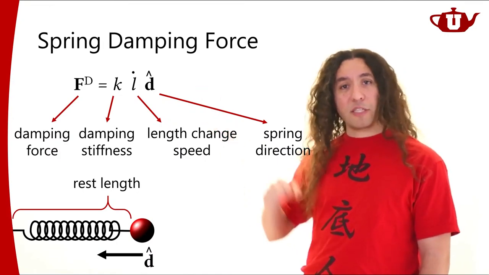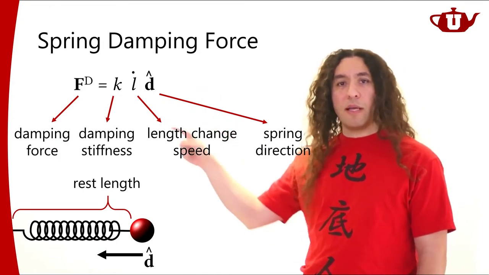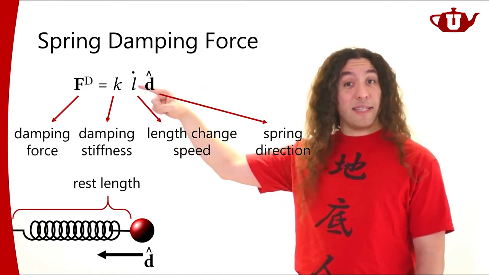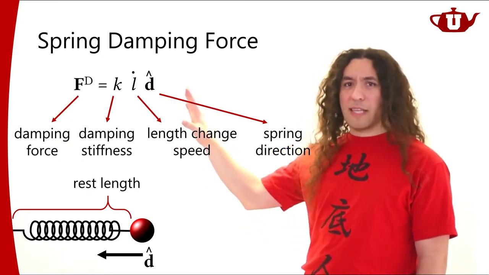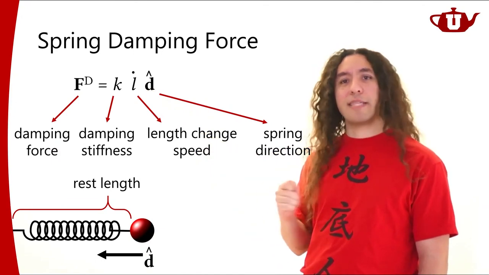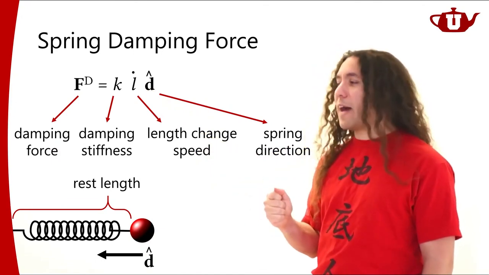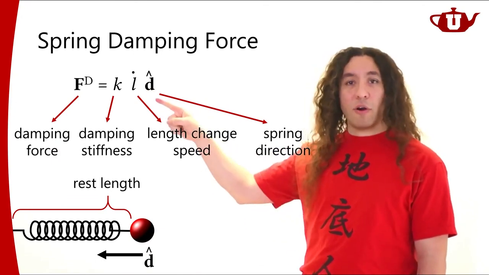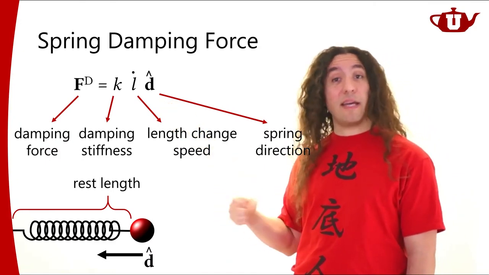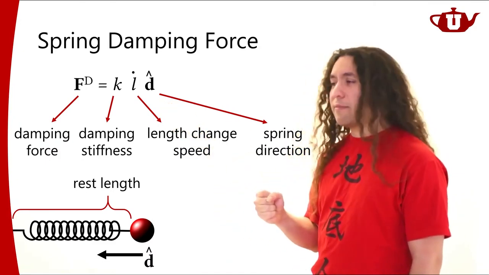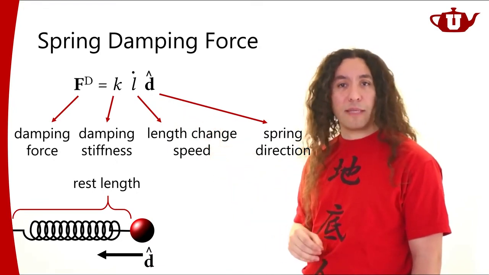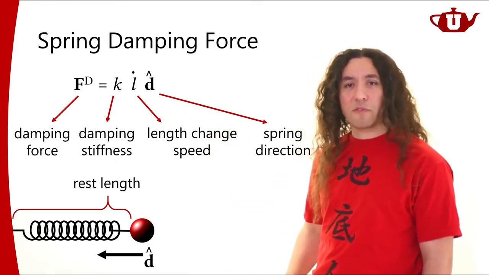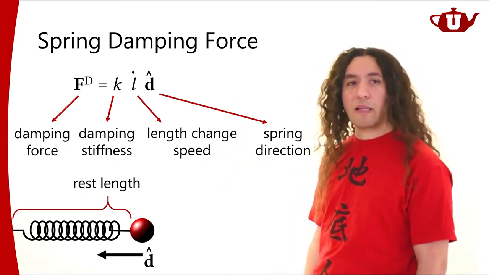And this is the formulation for the damping force. L dot here is the time derivative of the length. So it doesn't depend on the rest length. It's just the time derivative of the length, how fast the length is changing. So if the length is changing really fast, it's going to apply a stronger force. If the length is changing slowly, it's going to apply a weaker force, right? So that's going to be our damping force formulation. As you can see, it's fairly simple.